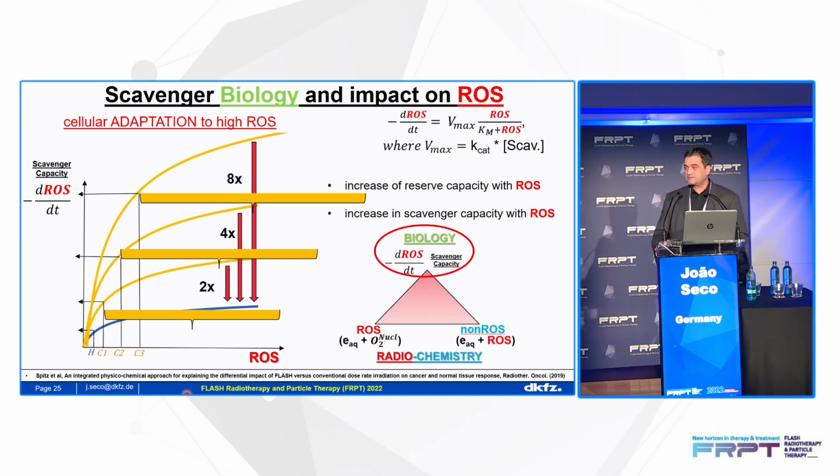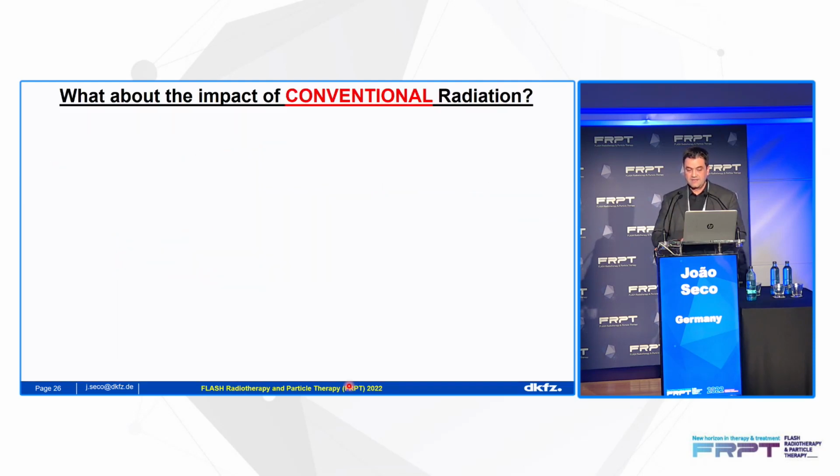So because the scavenging capacity is much higher in the cancer, it's very unlikely that you will have this radical-radical recombination. It basically wipes out most of the radicals, and the few radicals that are left, some of them will react with oxygen, but very few. And there is where we start with the question, how does it occur differently in conventional versus FLASH?